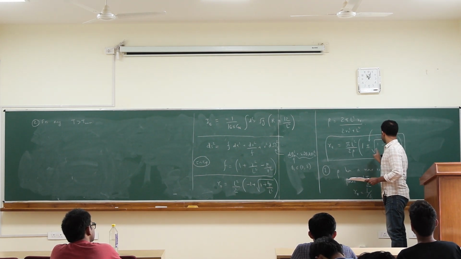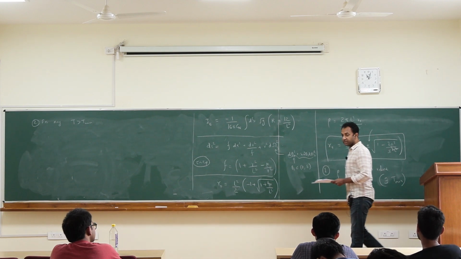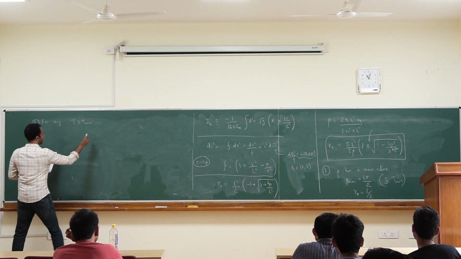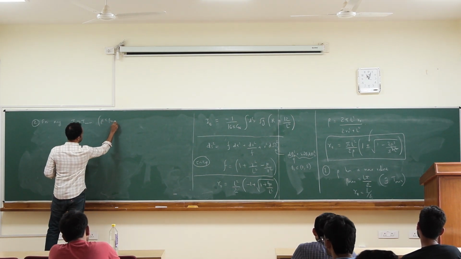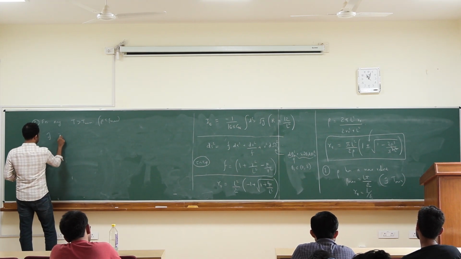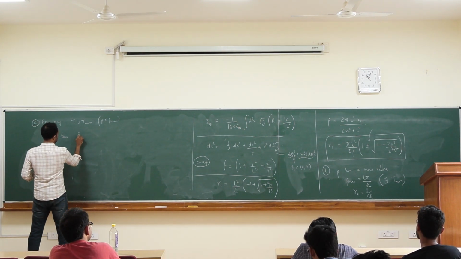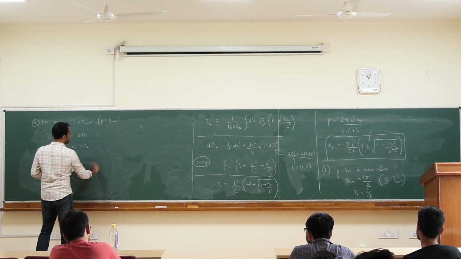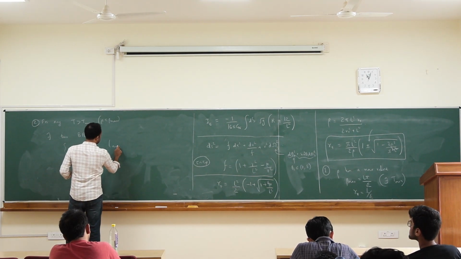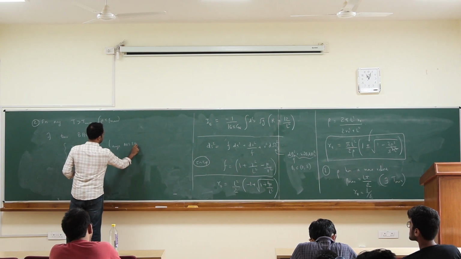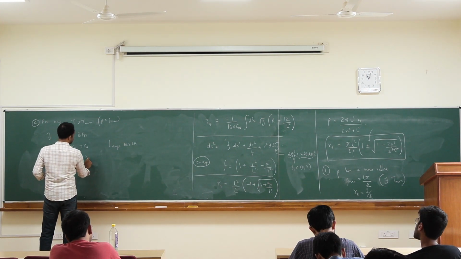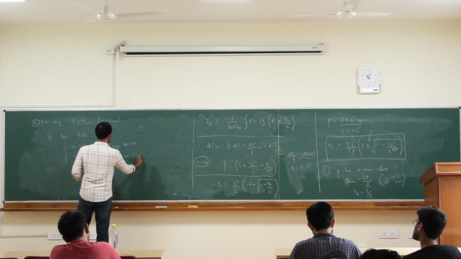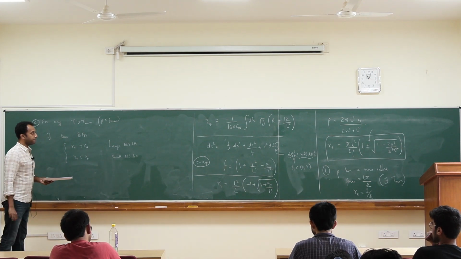If you plug in this beta into here, you will find that L by root 2 is a horizon radius. So for any T greater than T min, that is beta less than beta max, there exist two black holes. There is one with r plus greater than r star, which is called the large AdS black hole, and r plus less than r star, which is the small AdS black hole. So this is the picture.